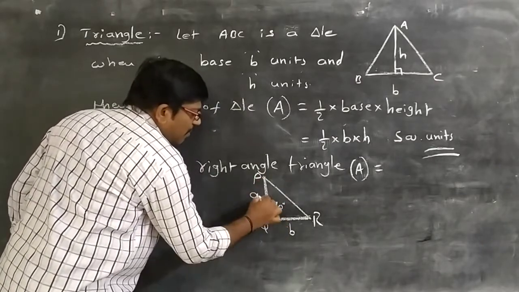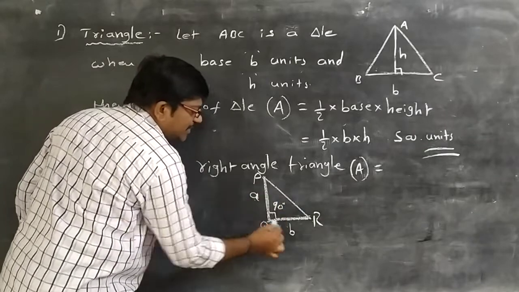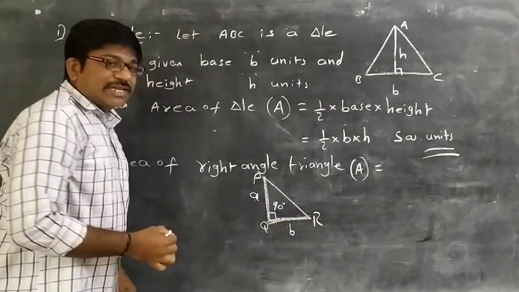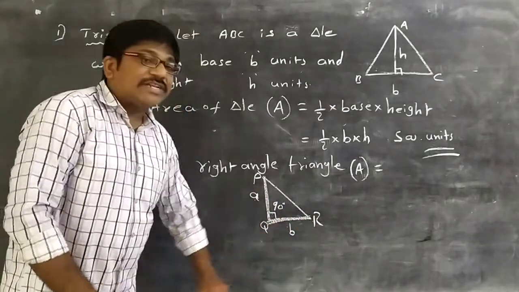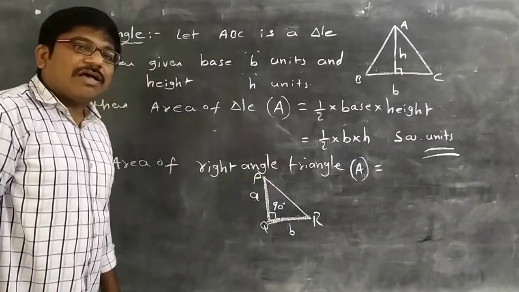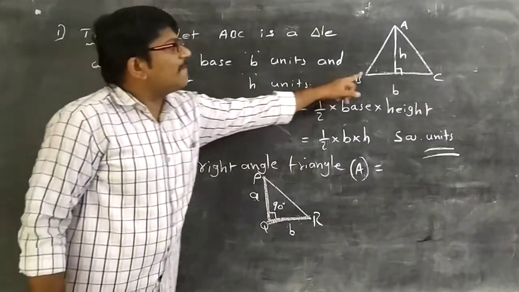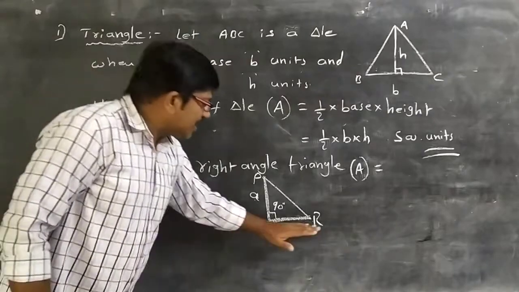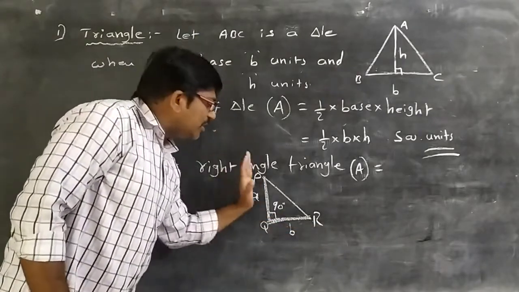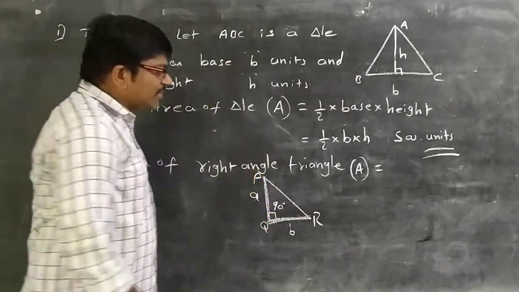The height of the triangle is A units and the base is B units. So A and B are perpendicular sides. Then what is its area? We know very well that the area of a triangle is half into base into height. So it is the base and it is the height. Height is always perpendicular to the base, right?